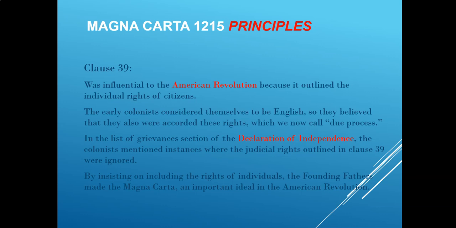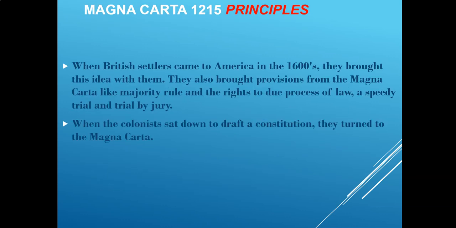By insisting on including the rights of individuals, the founding fathers made the Magna Carta an important ideal in the American Revolution. Now, when British settlers came to America in the 1600s, they brought this idea with them. They also brought provisions from the Magna Carta like majority rule and the right to due process of law, a speedy trial, and a trial by jury.